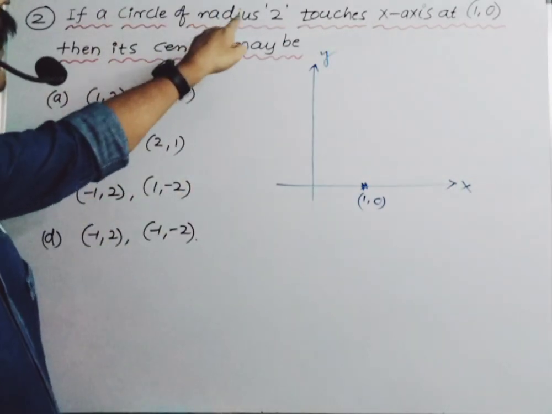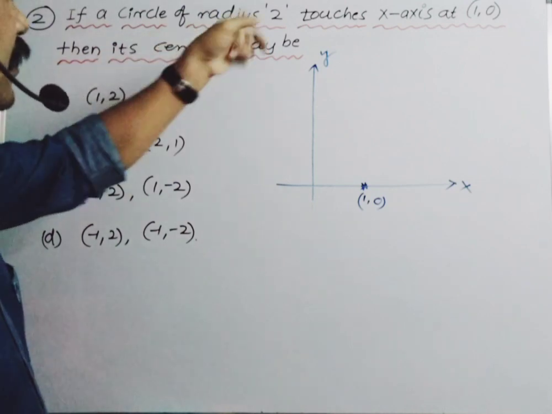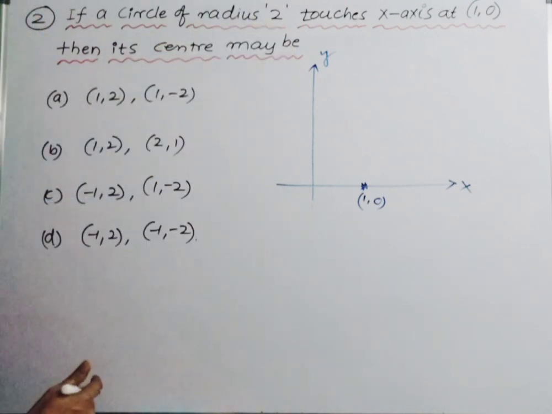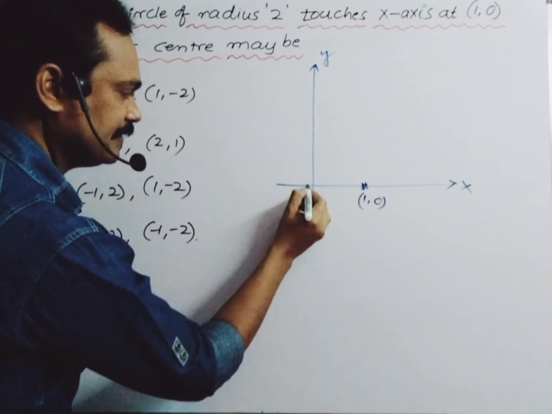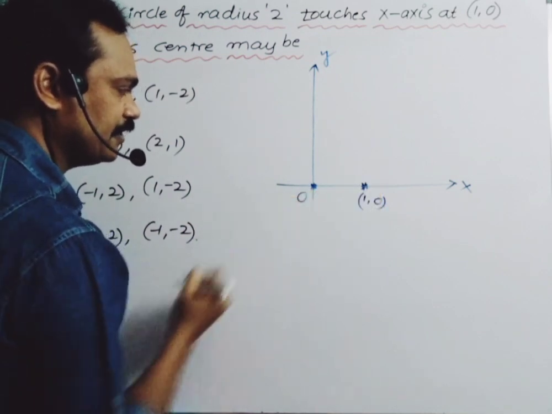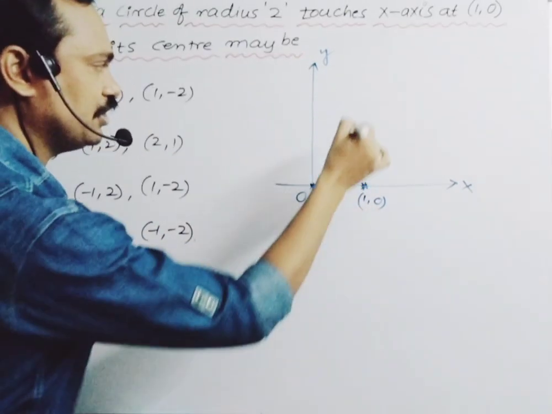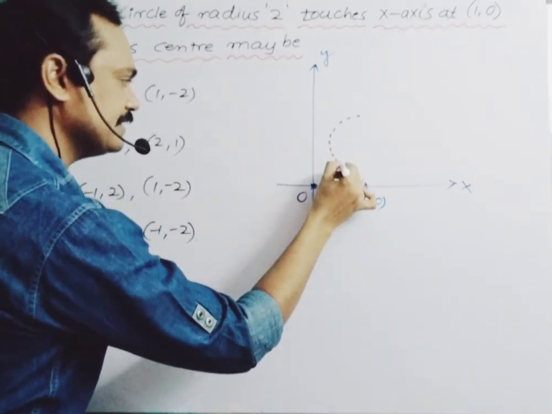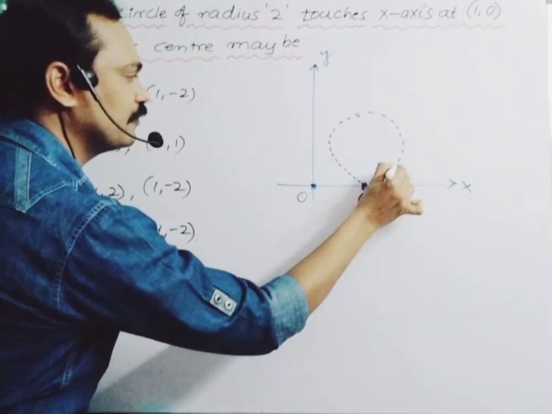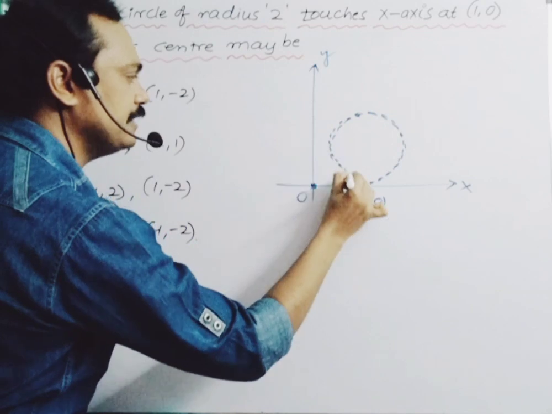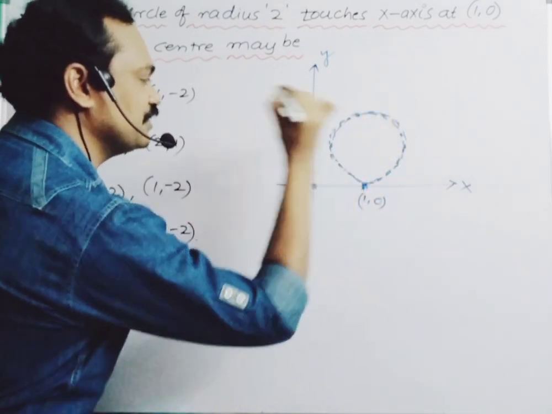If a circle of radius 2 touches the x-axis at (1, 0), then its center may be... Okay. Now observe carefully. Our required circle is touching the x-axis at (1, 0).